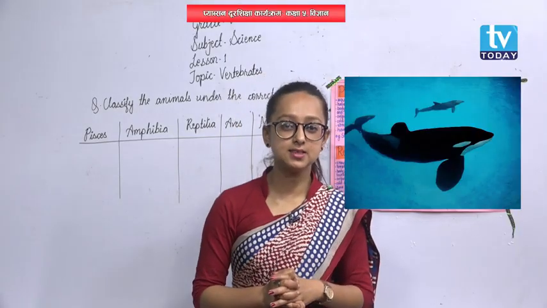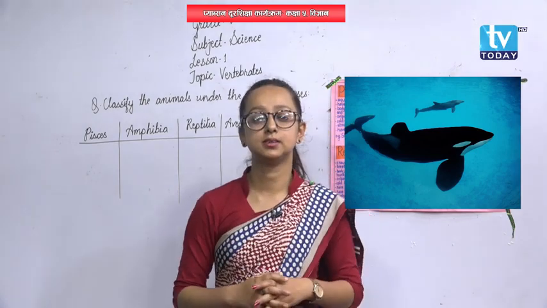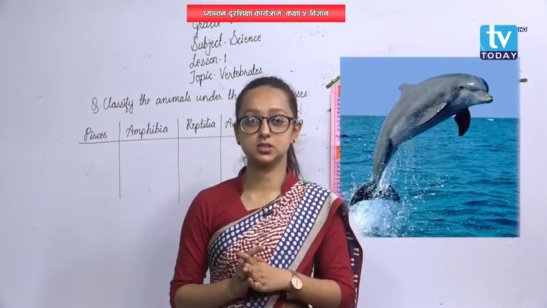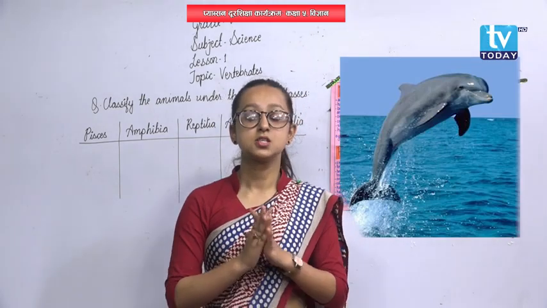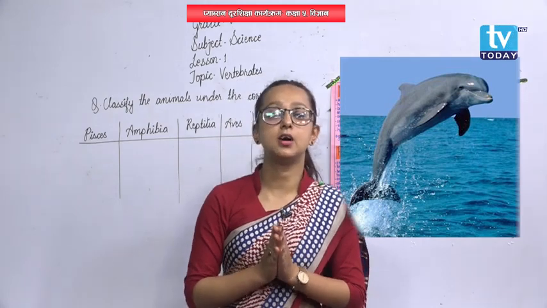Do they live on land? Dolphin and whale, are they aquatic or terrestrial animals? Dolphin and whale, they are found in water, so they are aquatic animals. So, besides dolphin and whale, other mammals, they live on land.